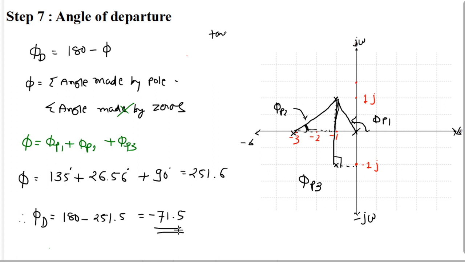Okay, now step number 8, intersection with the imaginary axis. We already obtained the characteristic equation, that is s raised to 4 plus 5s cube plus 8s square plus 6s plus k equal to 0.